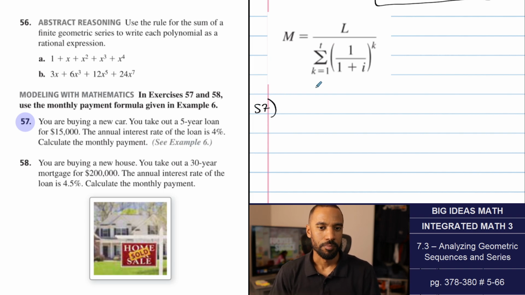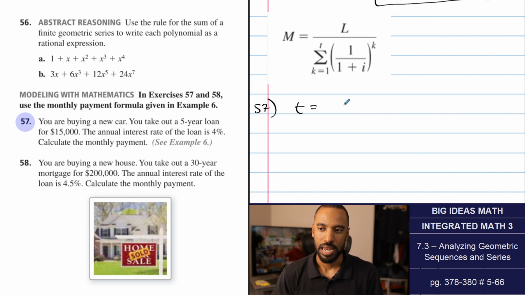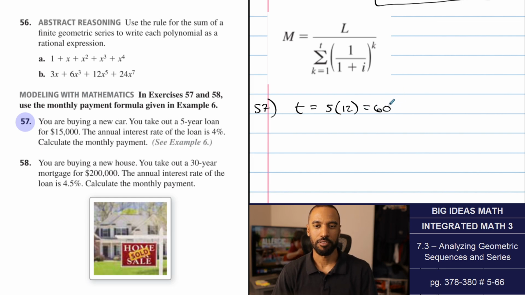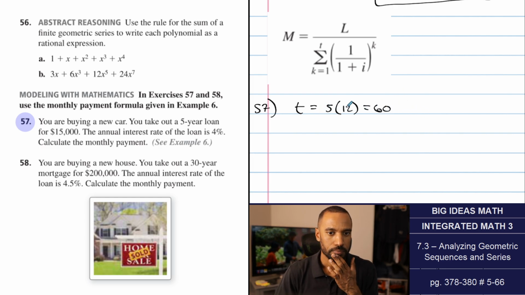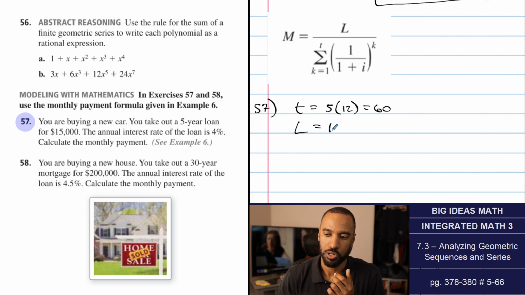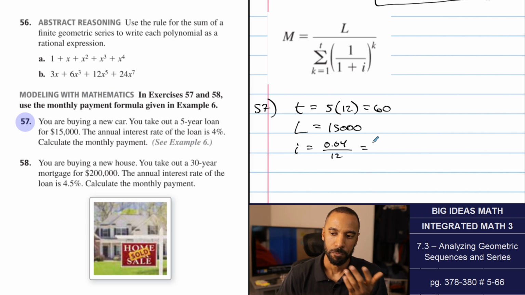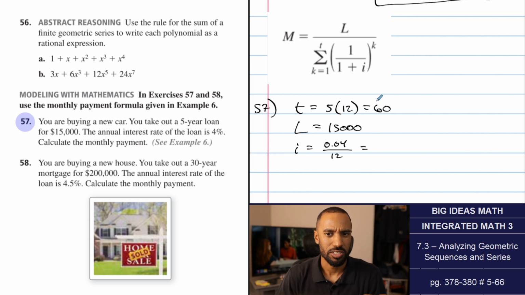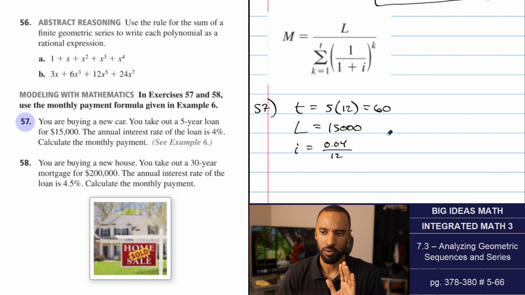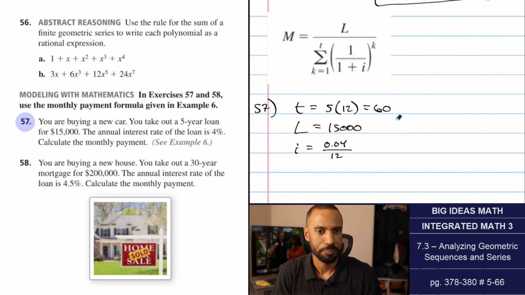You are buying a new car. You take out a 5-year loan. Now, time is in months, it's monthly payments. So 5 times 12 is 60 months. 5-year loan is 60 months. For $15,000, that is your loan amount, $15,000. The annual interest rate of the loan is 4%. I itself is 4%, but because we'll read it in decimal form, because it's monthly, we divide this by 12. Is that a repeated decimal? That's not going to be any fun. I'm just going to write it as 0.04 over 12 for now. Because that would be a repeated decimal.